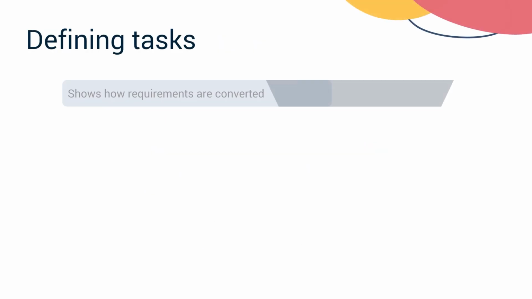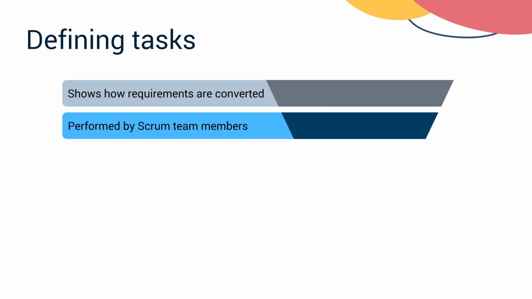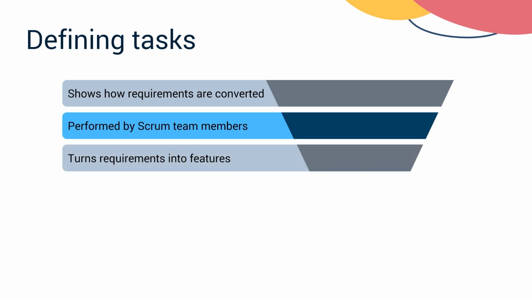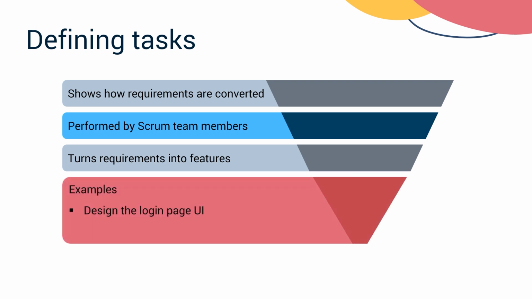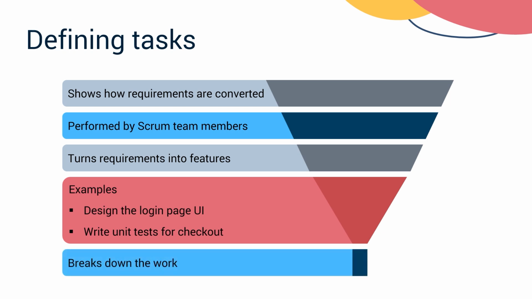Technically, tasks are not a requirement category, but they show how all requirements are converted into value for the customer. Tasks are the actions Scrum team members perform to turn prioritized requirements into functioning features of the application or system. For example, a task could be design the login page UI or write unit tests for the checkout process. These tasks help break down the work needed to implement user stories.